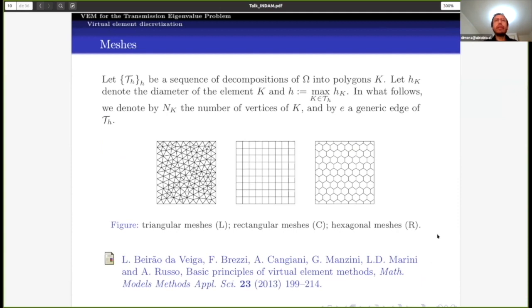So we observe here that in the conforming setting, we have to use a C1 space for the eigenfunction, at least for one. So we are going to consider a C1 discretization for this. We introduce the usual setting. We want to consider polygonal meshes, and we are going to use the virtual element.